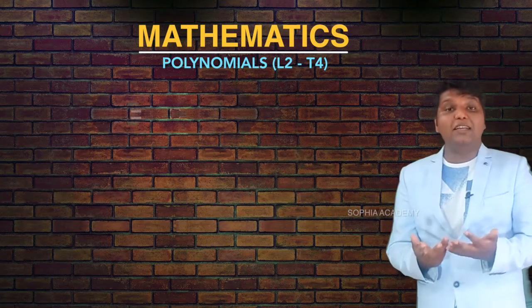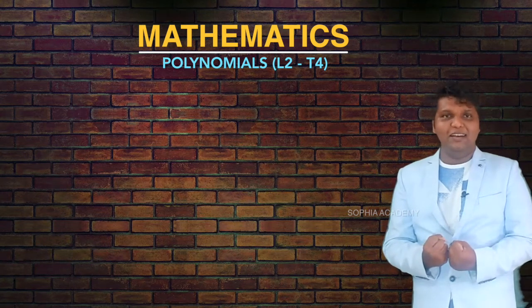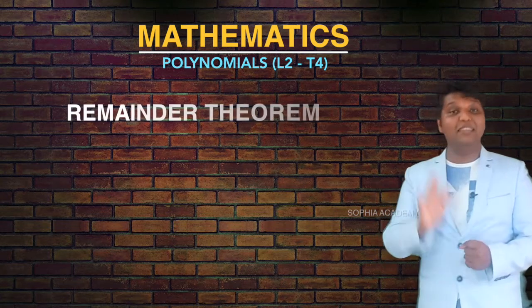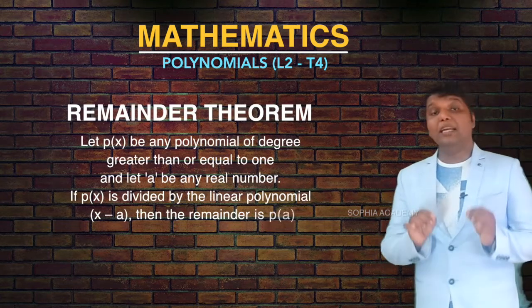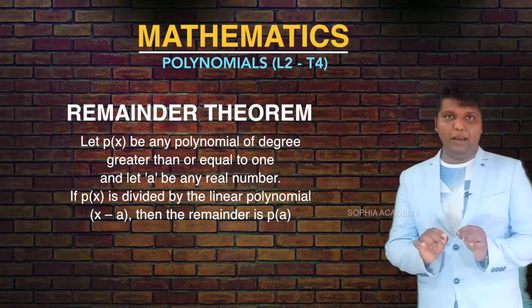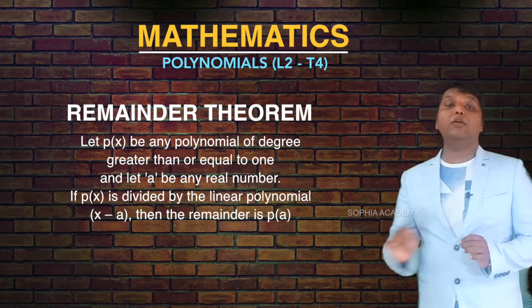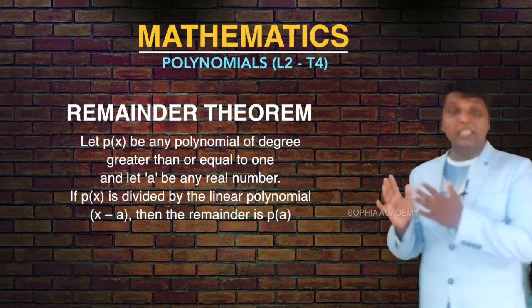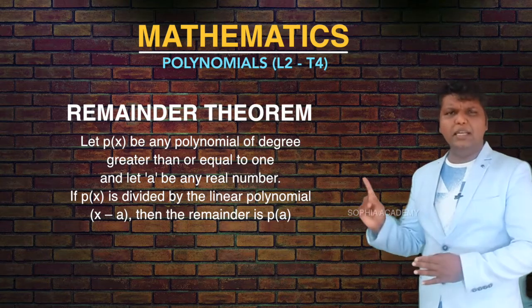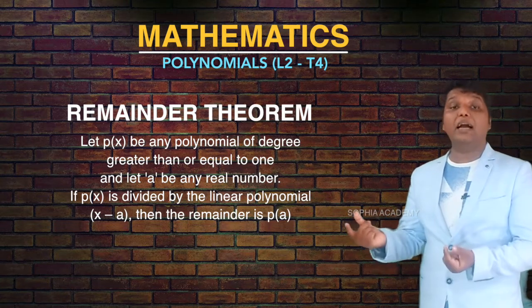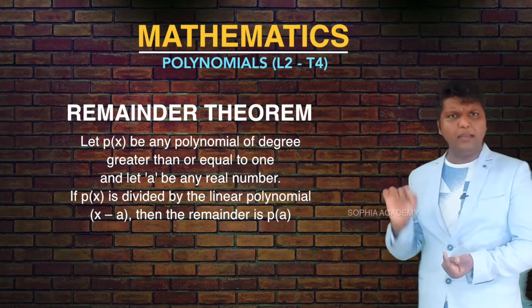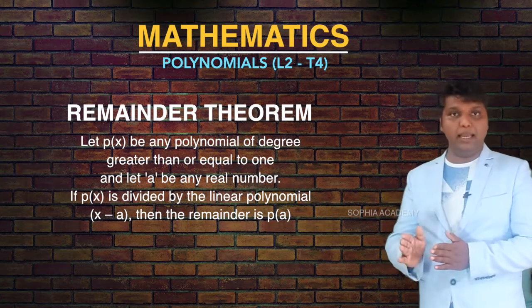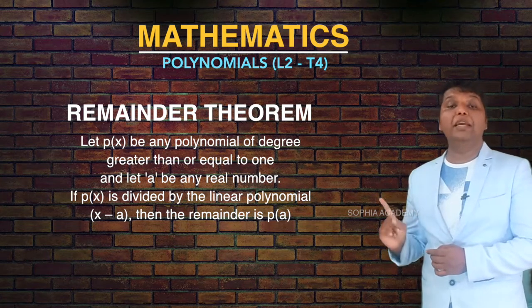So there is another thing which makes this much simpler. That is the topic which we are going to discuss today, the remainder theorem. The remainder theorem states that let p of x be any polynomial of degree greater than or equal to 1, and let a be any real number. That means there is a polynomial p of x which has at least a degree of 1, and you are considering another letter, small letter a. If p of x is divided by a linear polynomial x minus a, then the remainder is p of a.